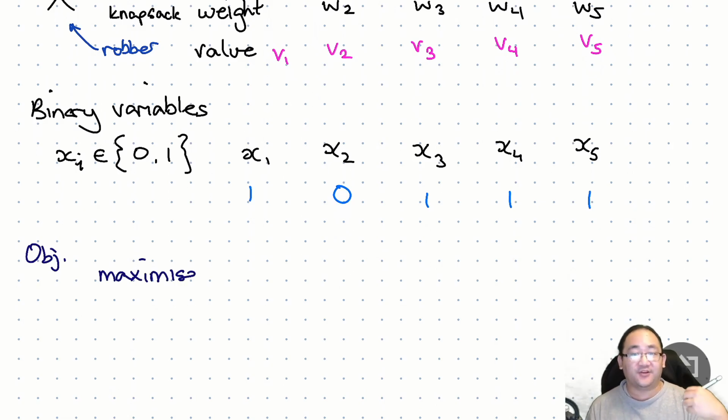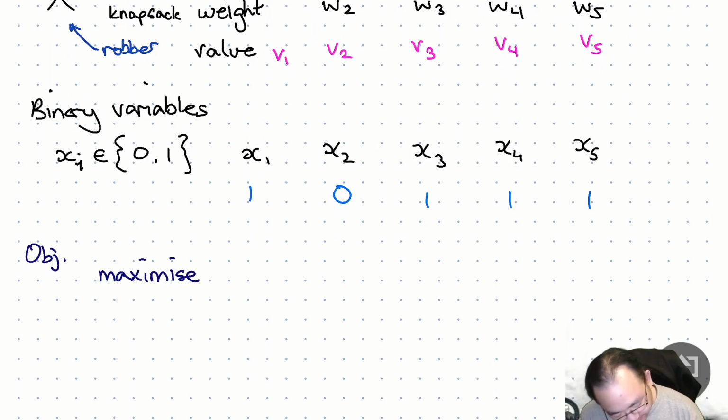We want to maximize the value that we take, or that we steal from the museum. So in this case, the maximization would be the summation of the value of each item multiplied by the binary variable. In this particular scenario, I would write it summing over i, so i equals 1 to n, where n equals 5 because there are 5 items. So this would be vi times xi.